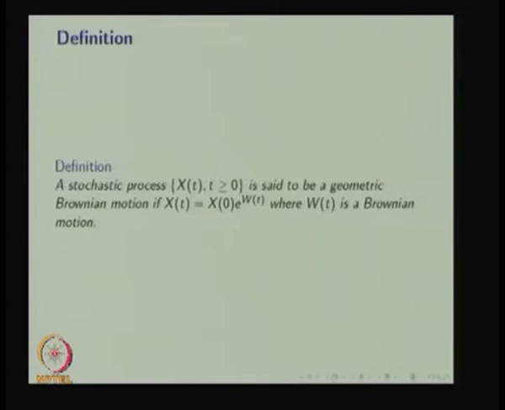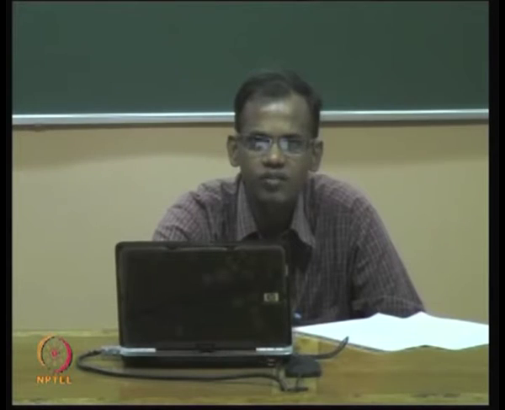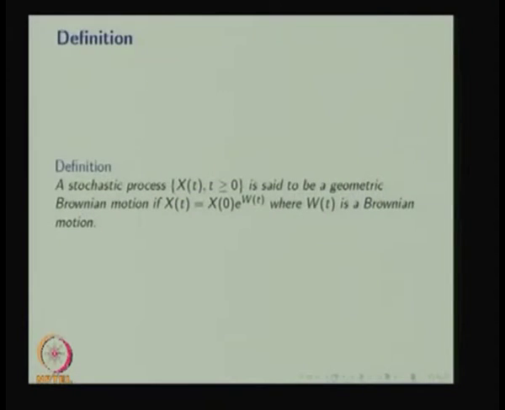You know the range of W of t is minus infinity to infinity. Since X of t is of the form X of 0 e power W of t, the range of X of t will be 0 to infinity. Therefore, you can use this as a model for the stock price at any time t, and like that you can go for modeling the pricing of any security or derivatives at time t. So X of t can be directly used in the application of finance.